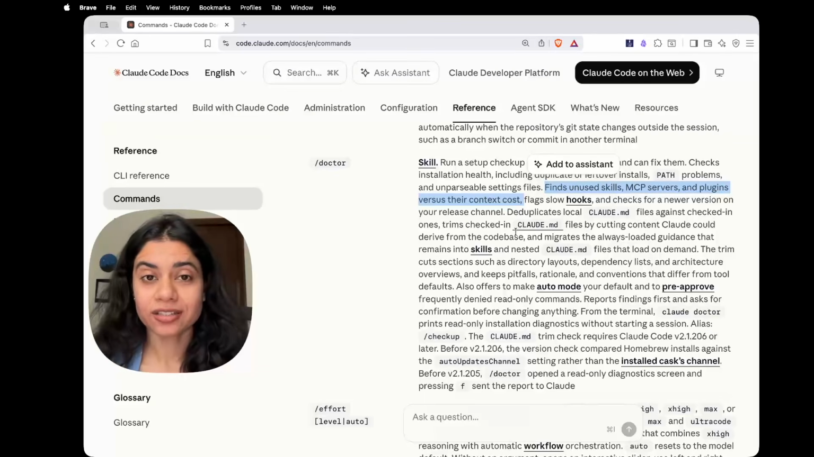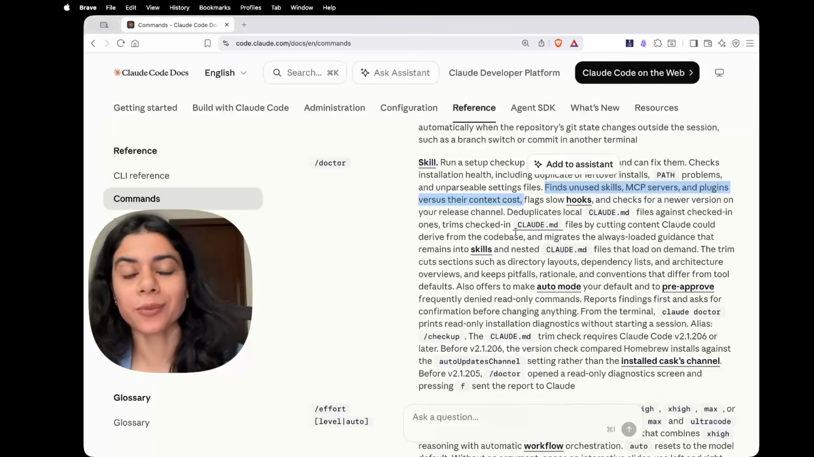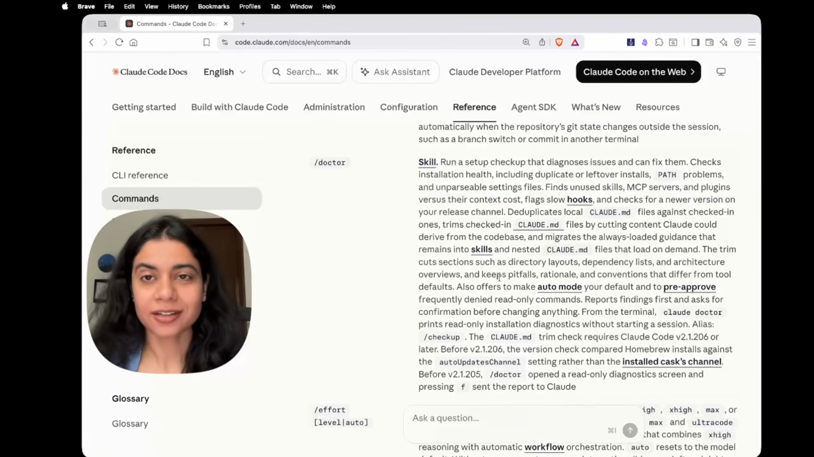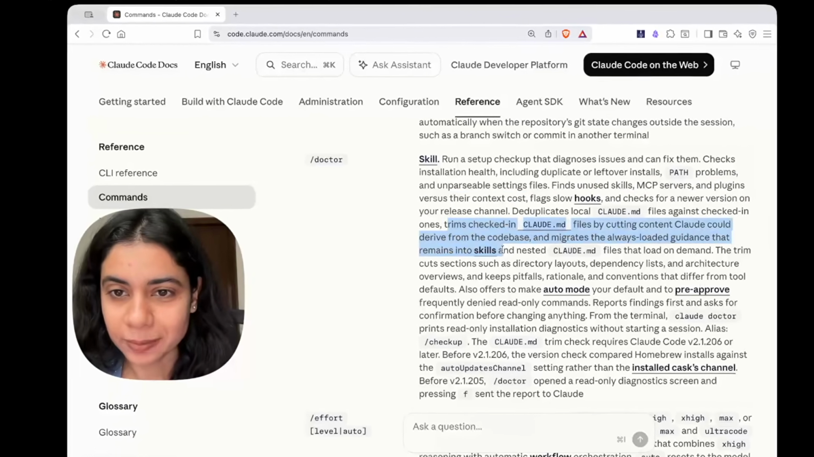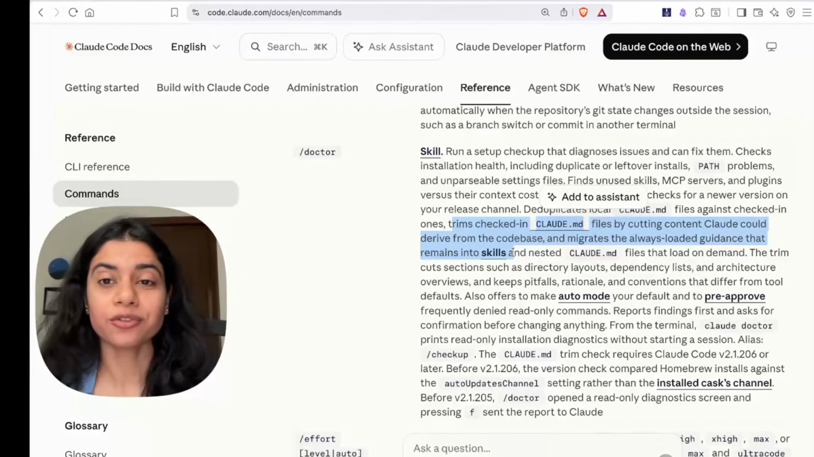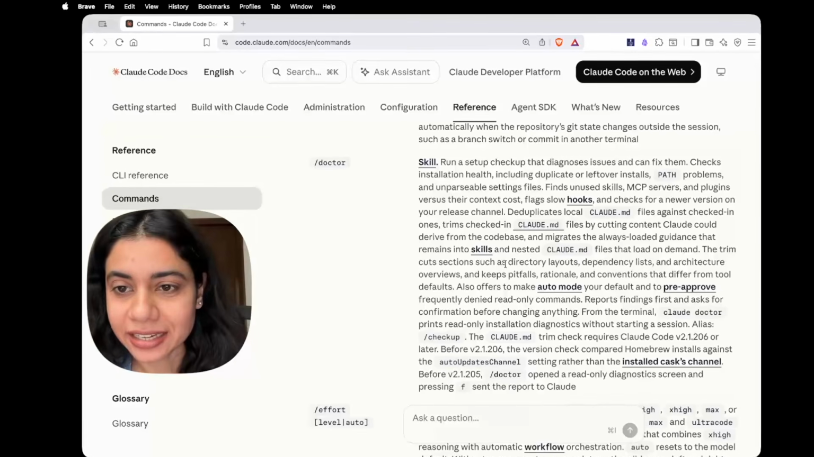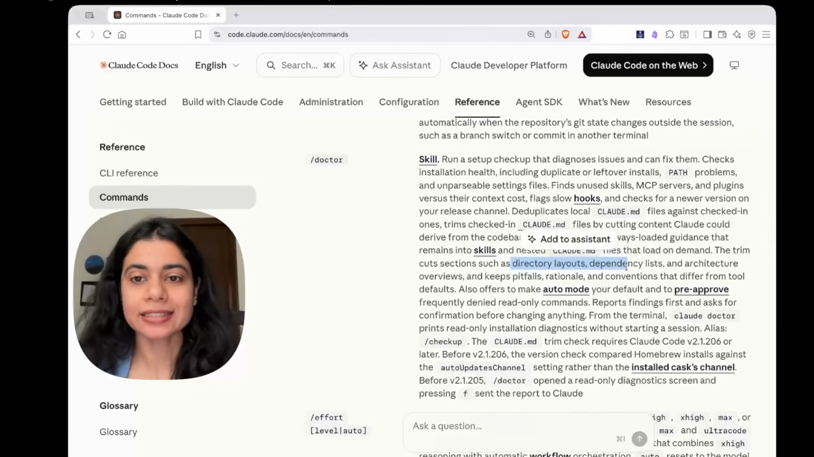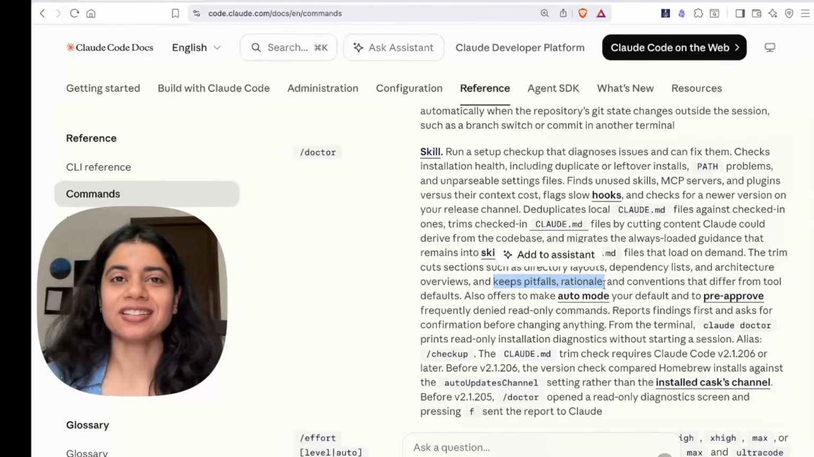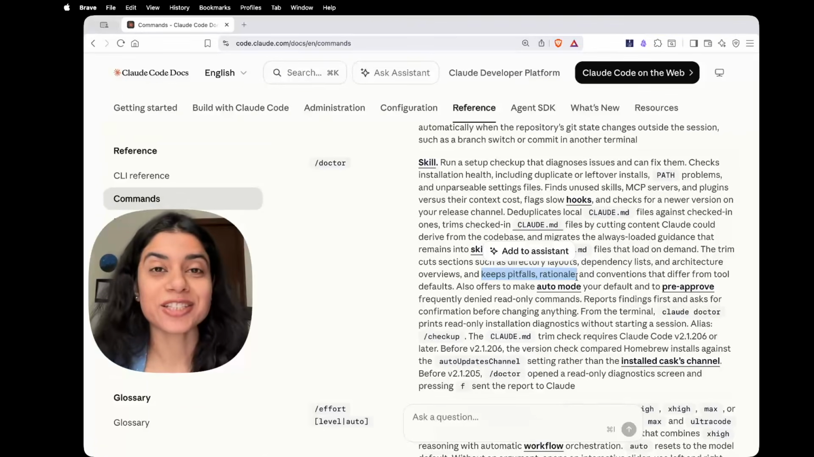As you can see in the docs, this doctor helps you in finding unused skills, MCP servers, and plugins, and it weighs them against how much context it is costing you. And that's not it. It also trims your Claude.md files by cutting down things that Claude can figure out on its own from the code base, such as the directory layouts and dependency list, while at the same time keeping the pitfalls and rationale that shouldn't be touched. And this moves the leftover to the on-demand skills.